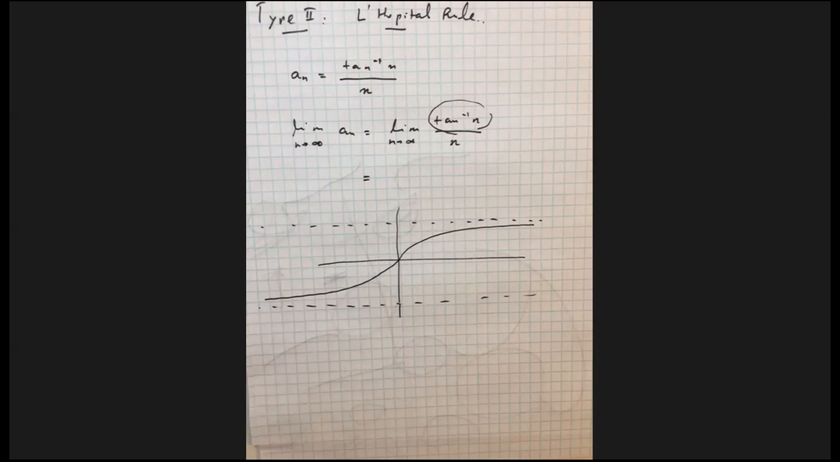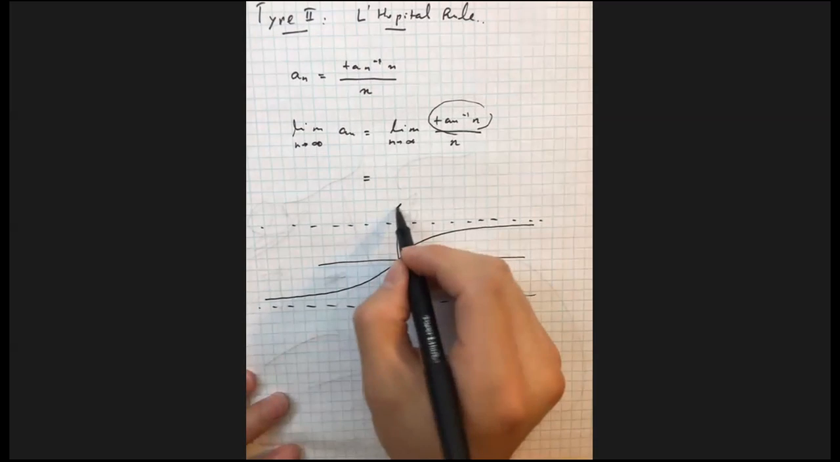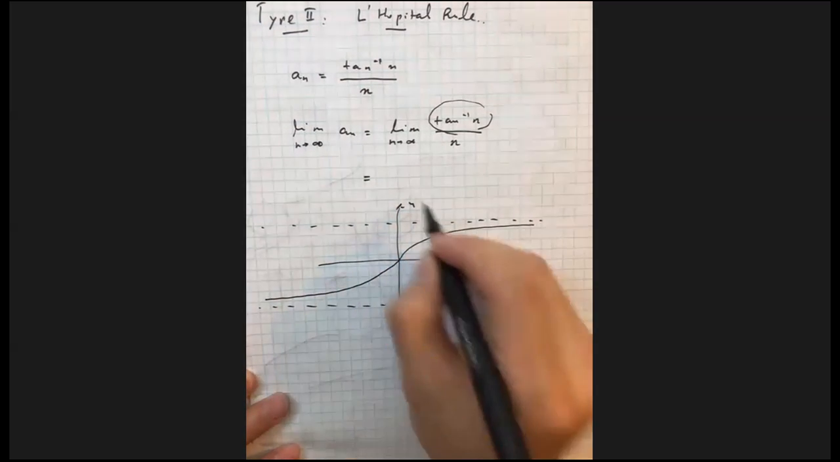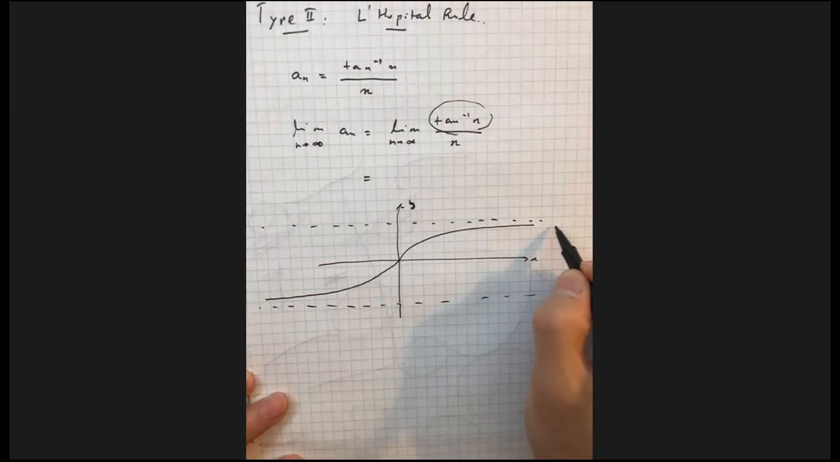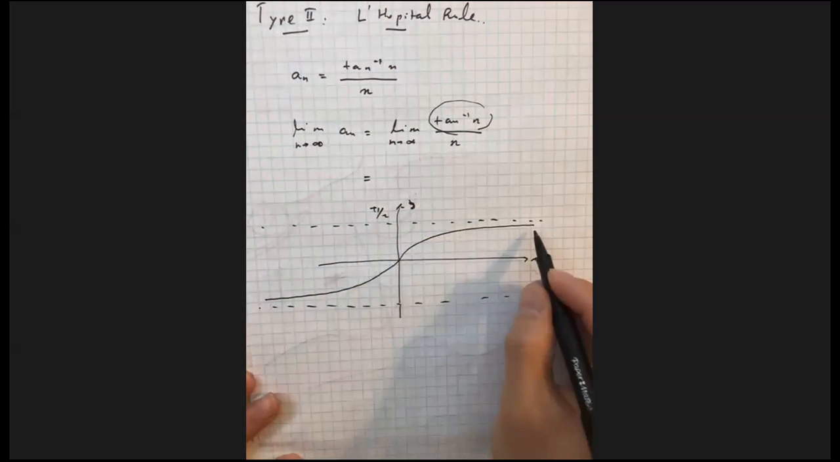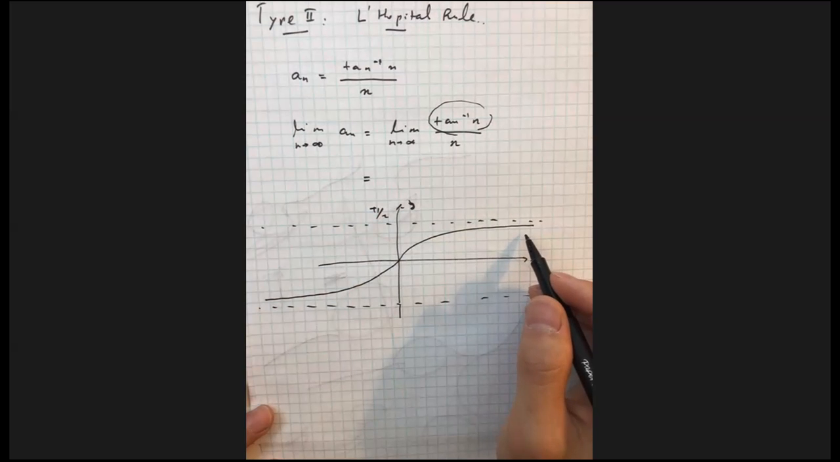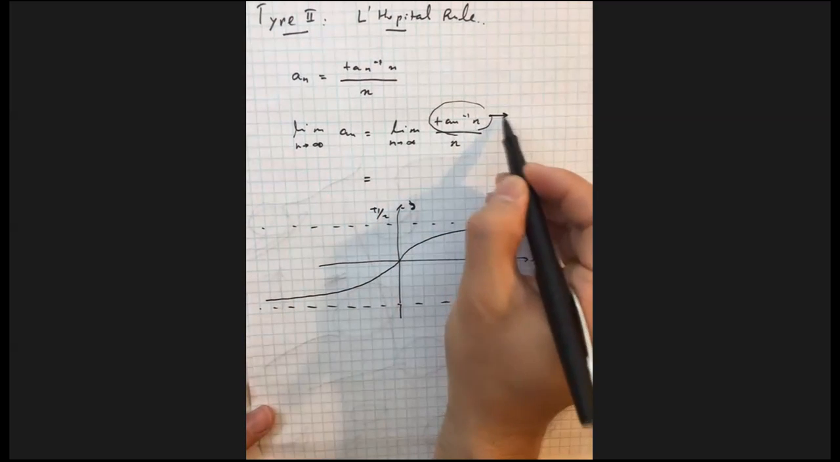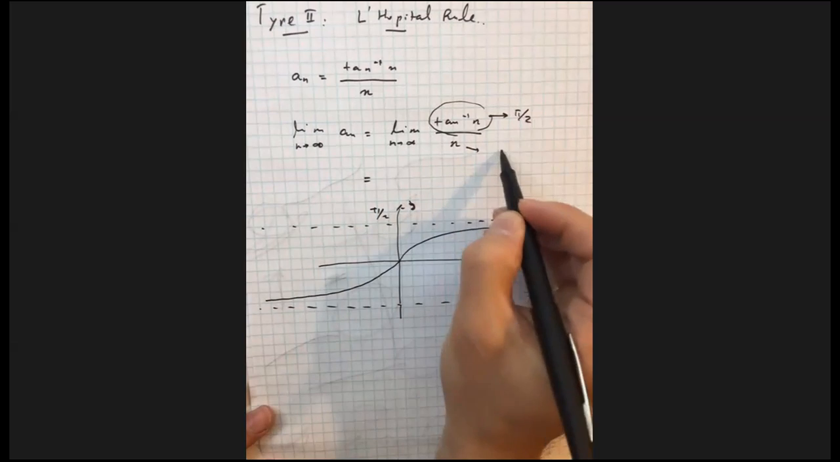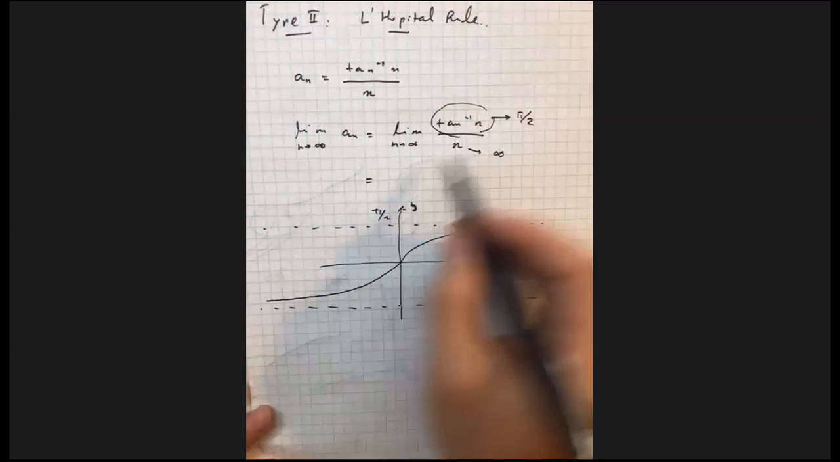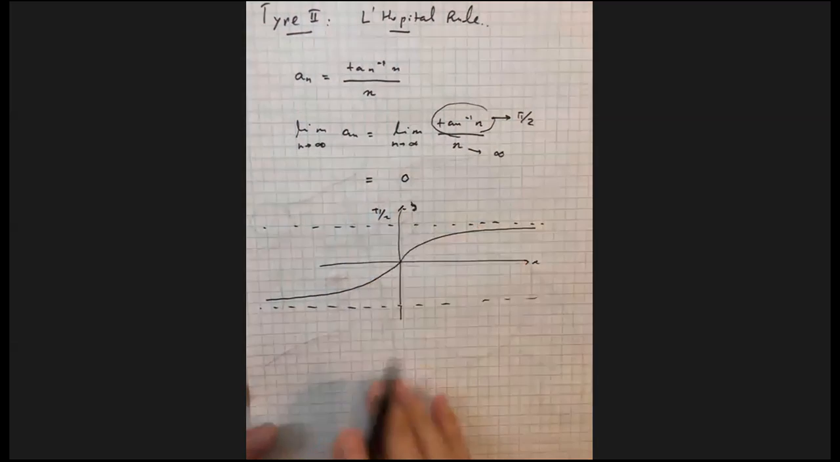Okay. This is the graph for arctangent. And you can see that this actually approaches pi over 2 when n goes to infinity, right? So when n goes to infinity, this term goes to pi over 2, whereas this one goes to infinity. So the limit actually combined is just 0, right?